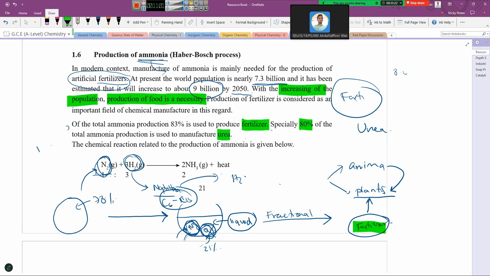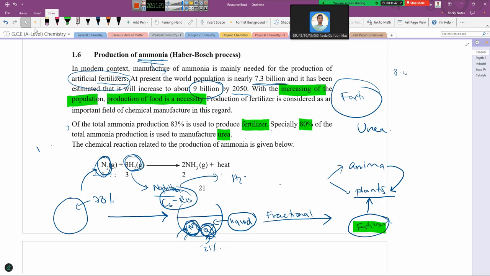So urea, have you seen those white colored granules? Have you seen urea? No. Okay. Urea is a fertilizer. Okay, that's fine.